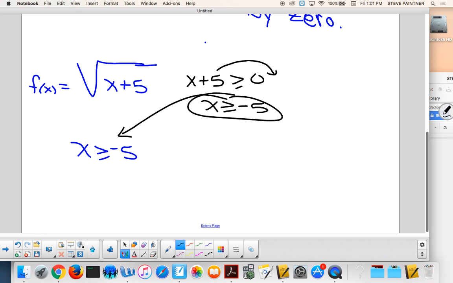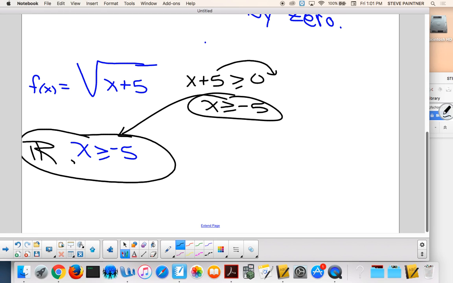Okay, put -5 in, what do you get? 0. What's the square root of 0? 0. Put a -4 in. 1. Square root of 1? 1. It's working. It's working. But if you put in a -6, would it work? No. So he's got all the numbers, but he forgot to say one thing. The domain is all the real numbers as long as you start with what? -5 and up. Okay?